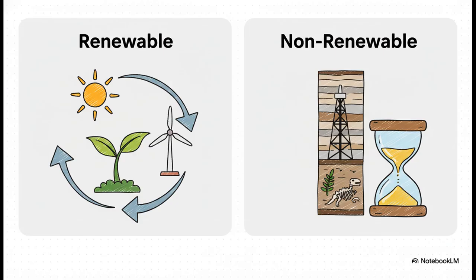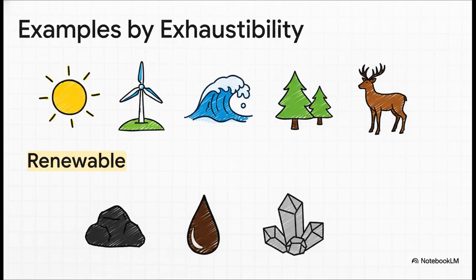But non-renewable resources, they are very different. They are formed over millions and millions of years, a very, very slow process. We hear about renewable resources all the time, don't we? Things like solar and wind energy, water, forests, and wildlife. On the other side, we have the non-renewables, fossil fuels like coal and petroleum, and also minerals. Once we use them up, they are gone for a very, very long time.